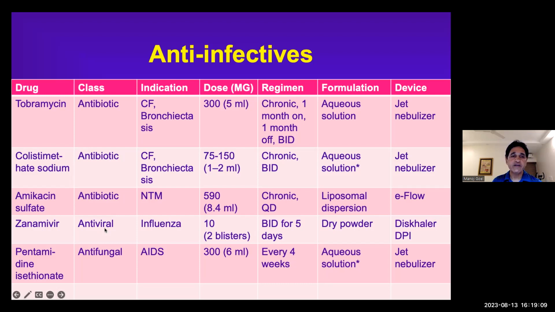Zanamivir is an FDA-approved antiviral for the treatment of influenza. It is given as a disc inhaler, that's a dry powder inhaler. It's available as dry powder. It's given over 5 days only. But it's not available here.